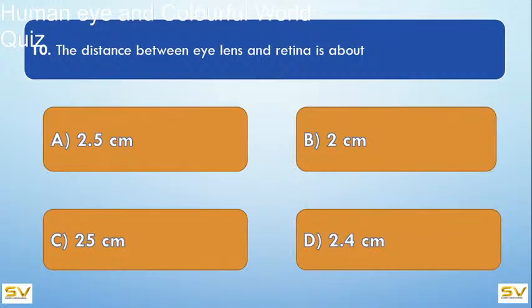Yes, your guess option A is correct. So the distance between eye lens and retina is about 2.5 centimeters only. Yes, now all entered it correctly. Very good. Keep it up.